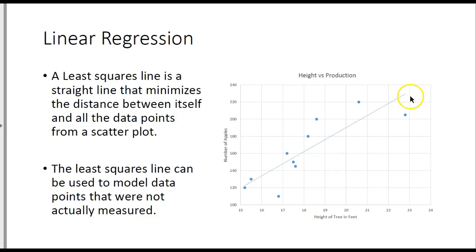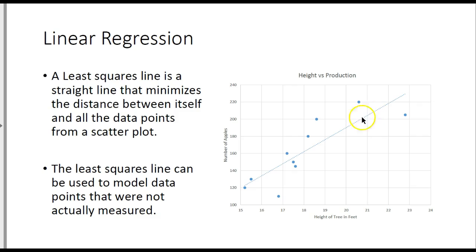Now this line wasn't here. What we're actually going to do is calculate this line. So this line is called the least squares line. And what it attempts to do is create a pattern that would minimize the distance from each point in our scatter plot to the actual line.